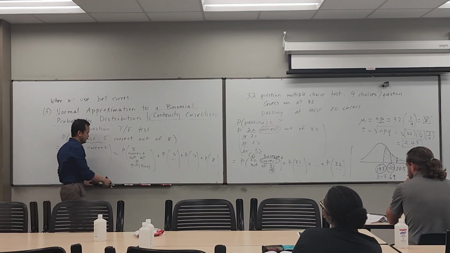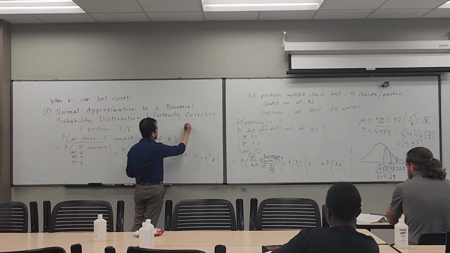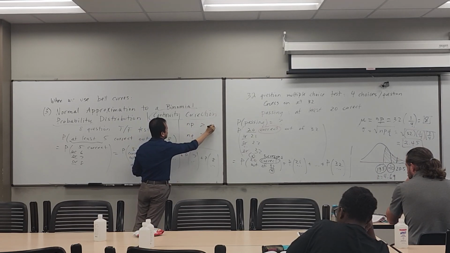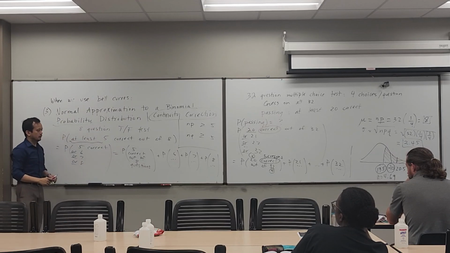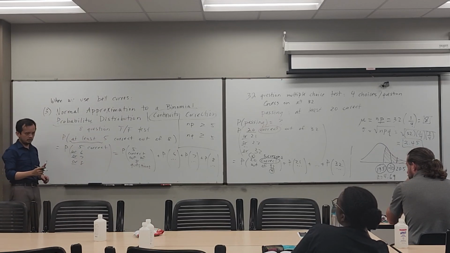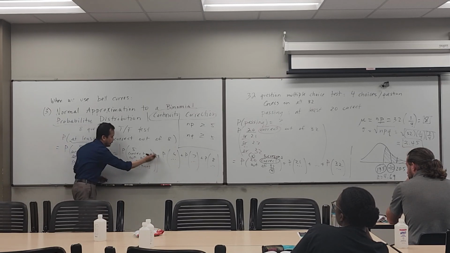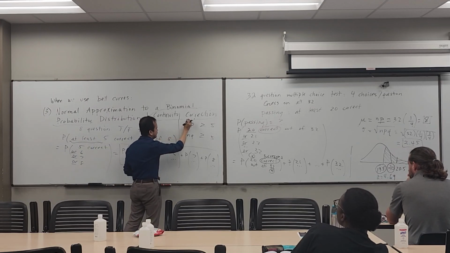Okay, so let's try it. So the assumption again is NP and NQ have to be at least 5. What's N, what's P in this case? N is 8 and P is 0. Very good. Look at any arbitrary binomial probability. N is going to be the second number, which is going to be 8.